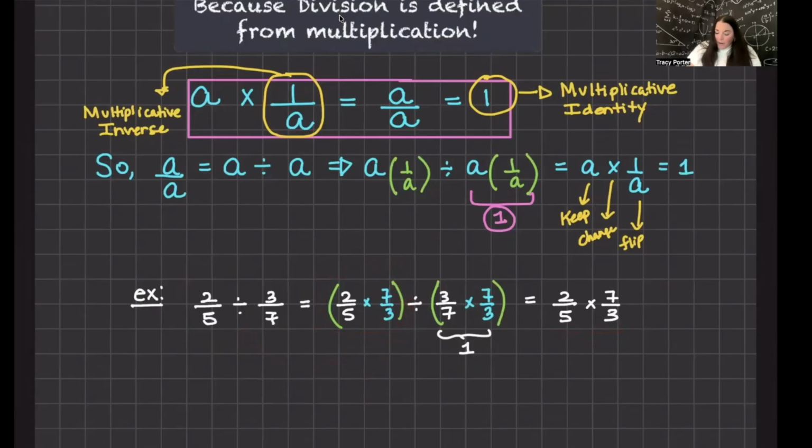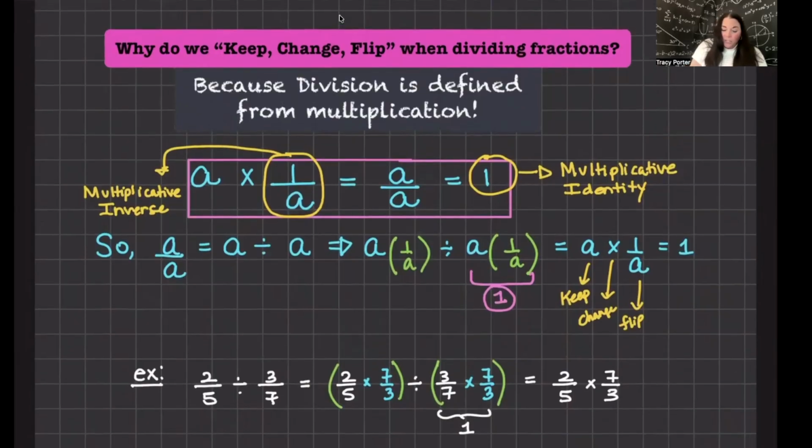So we now have keep the first fraction, change the sign from division to multiplication, and then flip the second fraction. And that is how you divide your fractions, and that is why we can just teach keep, change, flip.